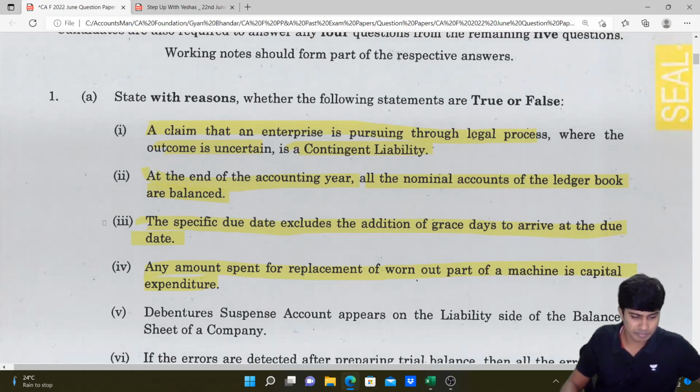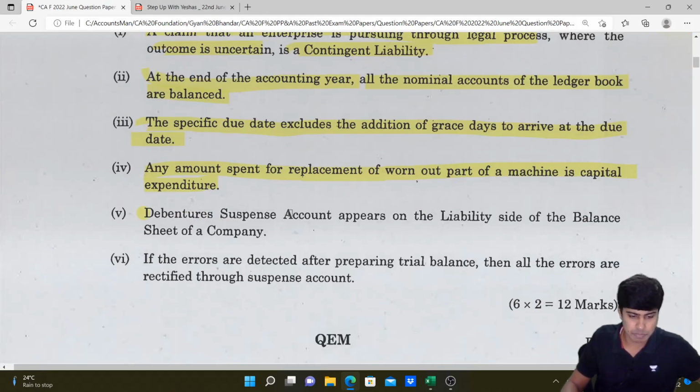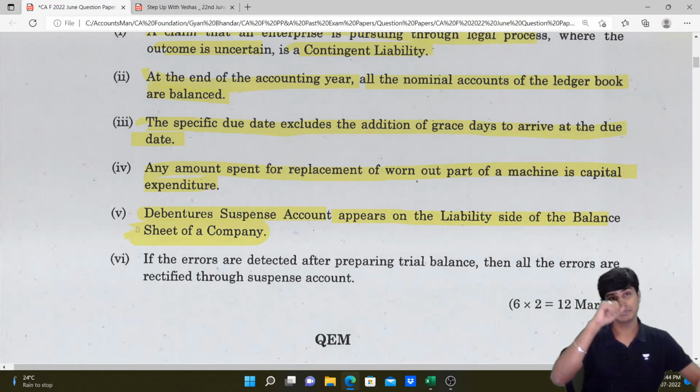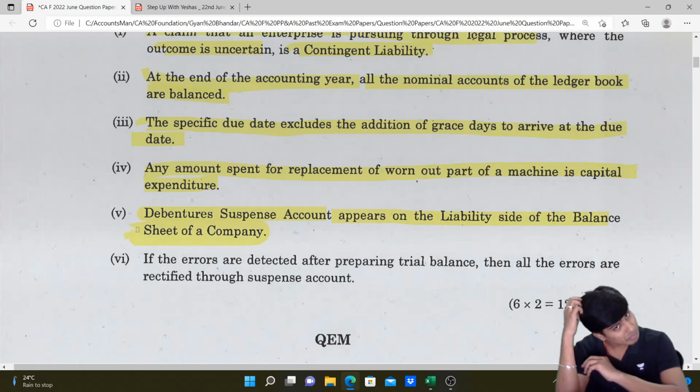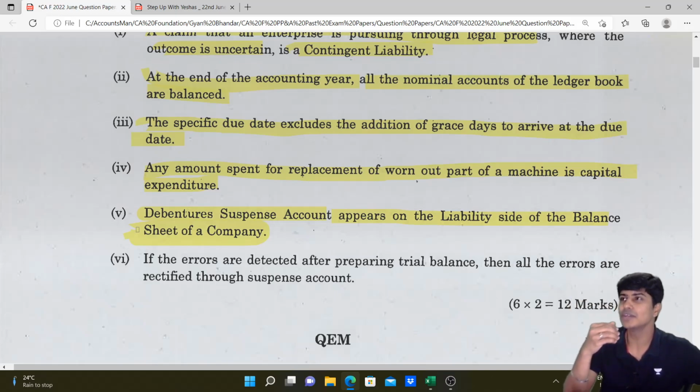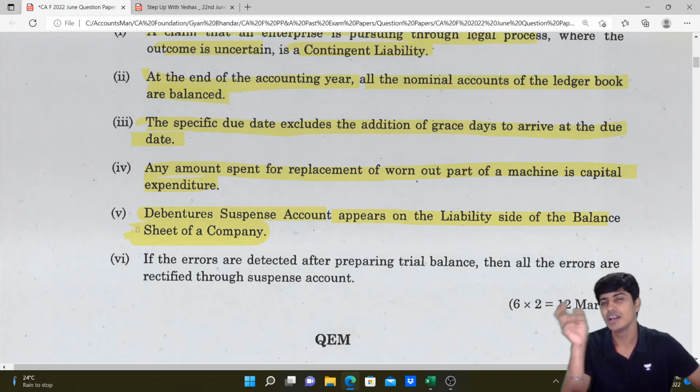Great. Let's go to fifth one. Debenture suspense account appears on the liability side of balance sheet of a company. Now, what is this debenture suspense account? This comes in the last chapter, company accounts chapter. Debentures are issued. Initially, you do all the normal debenture issue entries, debenture application, debenture allotment, all of this. Towards the end of the chapter, you have something called debentures issued as collateral security.